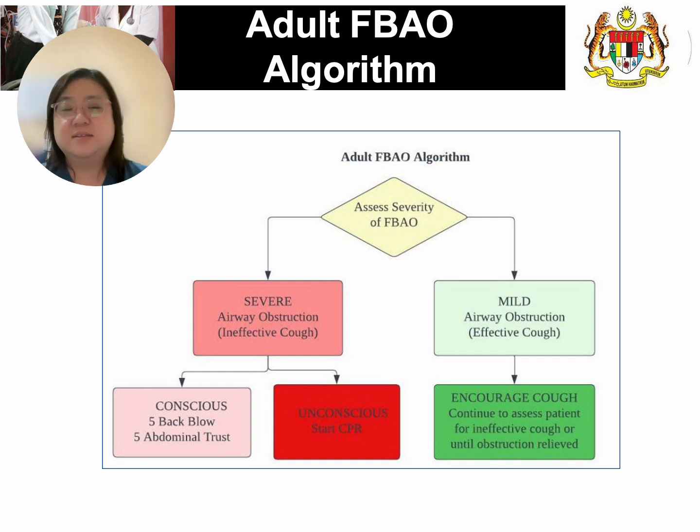So for adult foreign body airway obstruction, adult choking, you have to divide into mild and severe. Okay, in mild choking, the patient can still cough. So what you can do is we encourage the patient to cough until the obstruction is relieved.